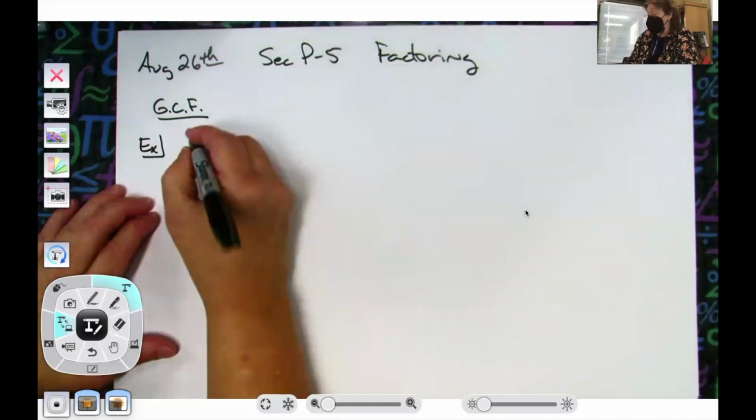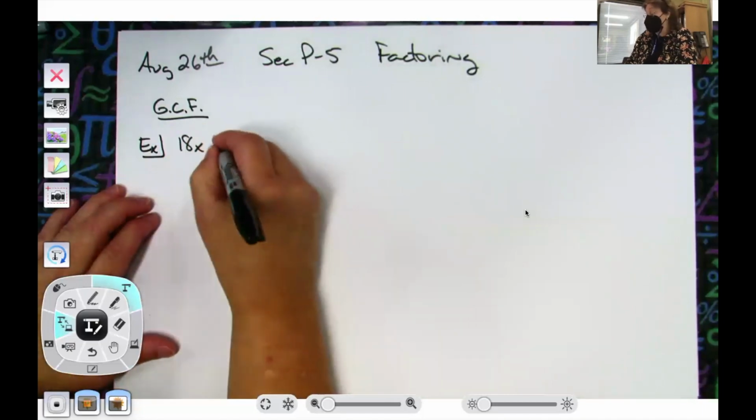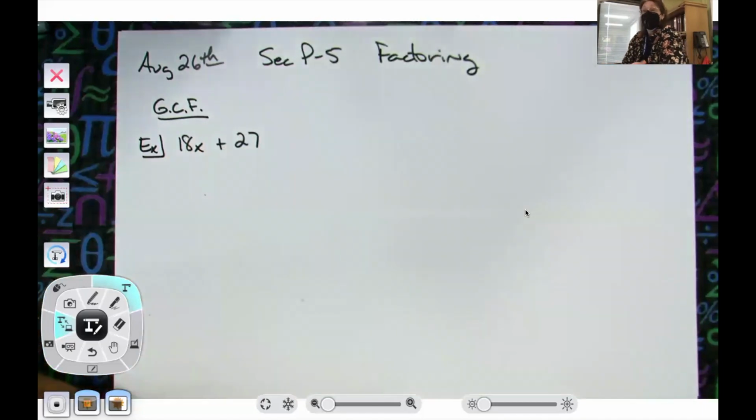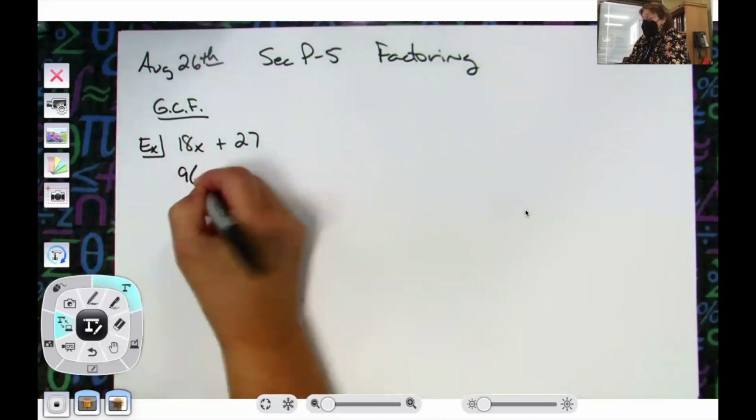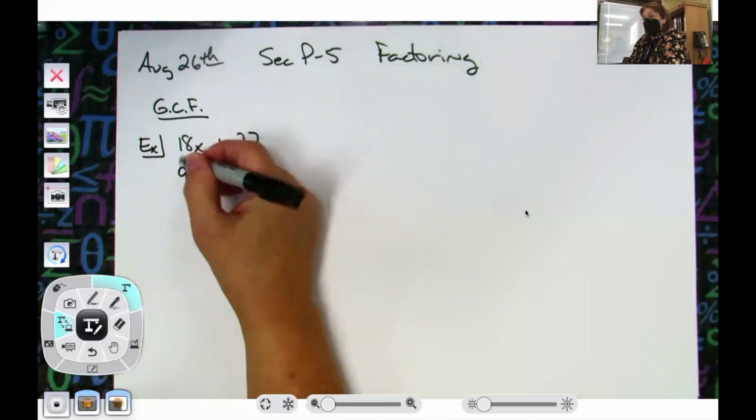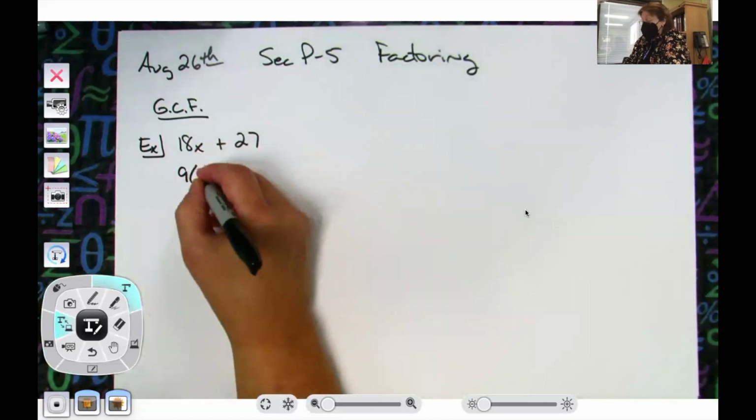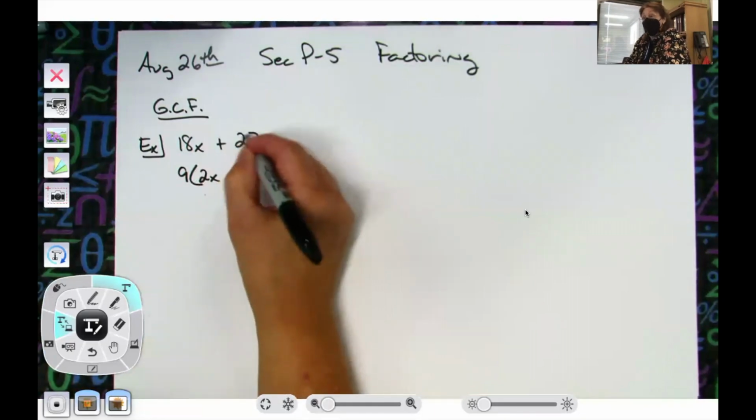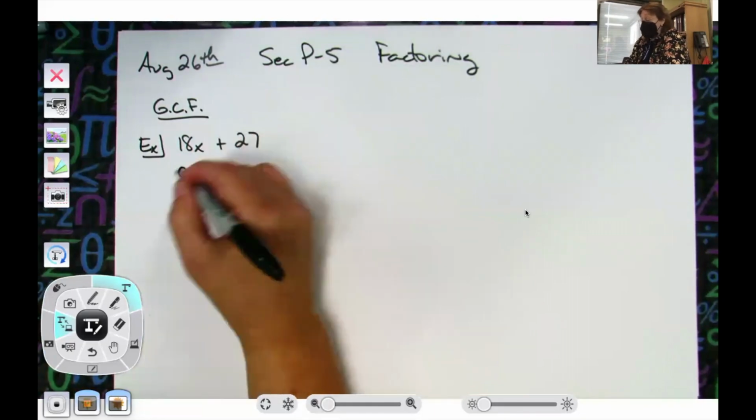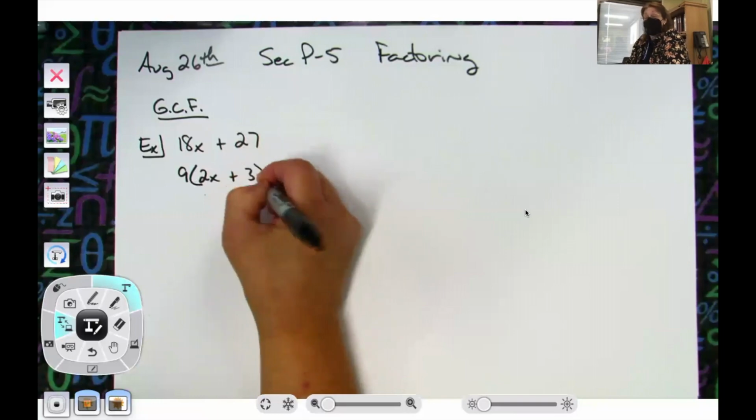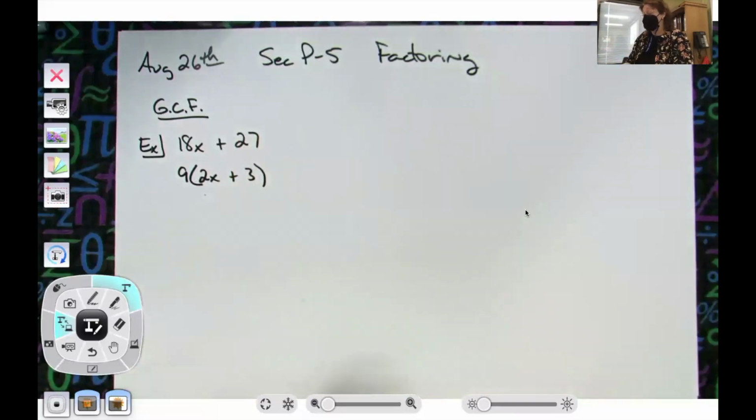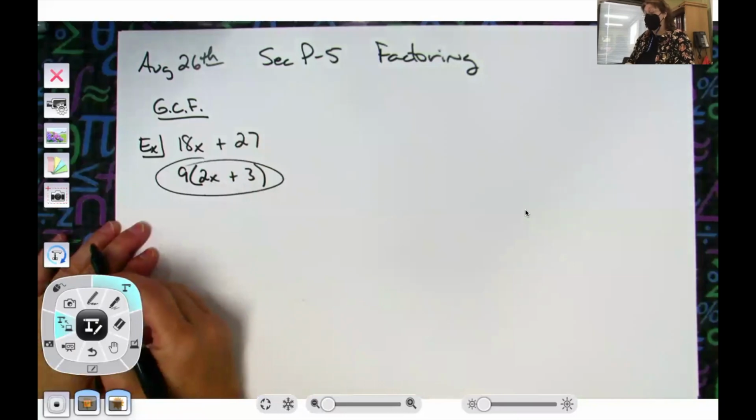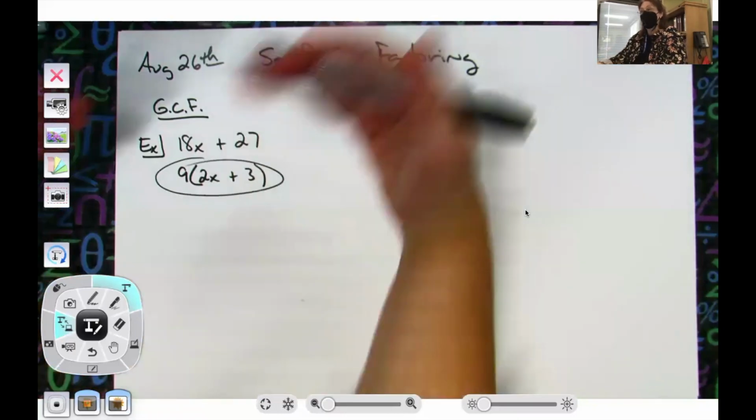If I had 18x plus 27, two terms, look for a greatest common factor. The biggest number that goes into 18 and 27 is 9, so I can take out a 9. Out of that first term, 18 divided by 9 gives me a 2, and you have the x left over. Take that 9 out of the 27, and 27 divided by 9 gives me a 3. We're factoring it, breaking it up into its factors. So you stop at that point. When these two things are multiplied back out, you get that original expression.